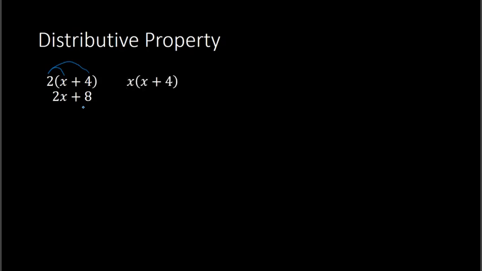Now in the context of variables, we have x times x plus 4. Same exact thing. We take the x and multiply it with x. So x times x would give me x squared, and then plus x times 4, which is the same thing as 4x. So that can be written as x squared plus 4x.